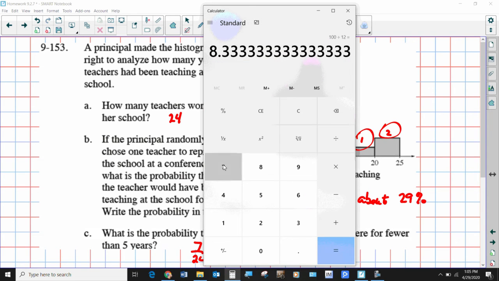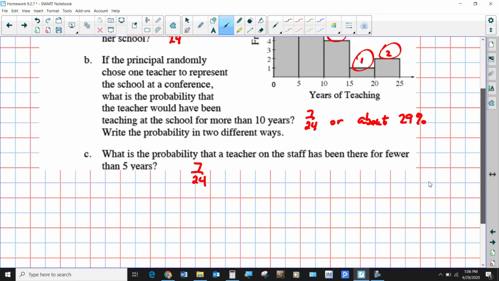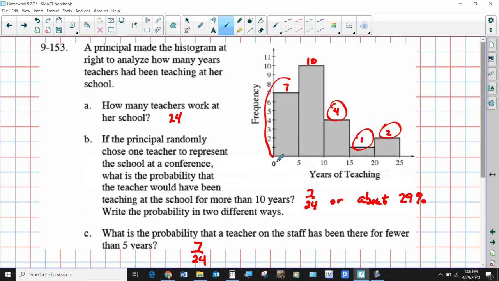Let's take a look at that. 7 divided by 24 gives you the decimal of 0.2916 repeated. So you move that 2 places to the right, so that's equivalent to 29.16 repeated. I just rounded it to 29. So what's the probability that a teacher on the staff has been teaching for fewer than 5 years? Well, this is definitely the one that's fewer than 5 years, because if anyone's been teaching 5 years, they're going into this bin right there. So 7 out of 24, same exact ratio, same percent.